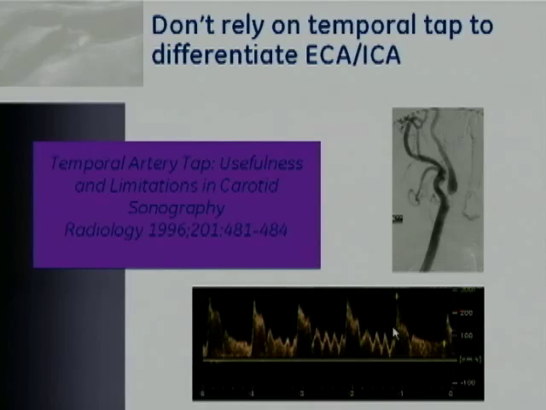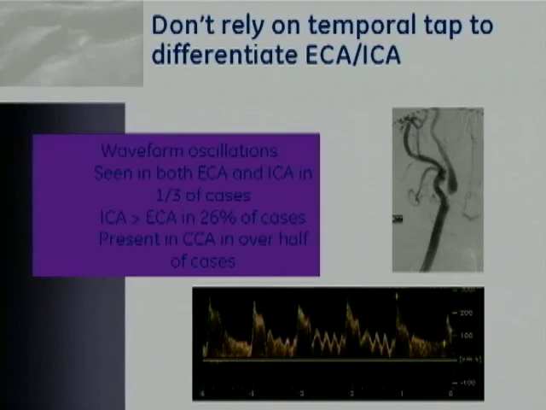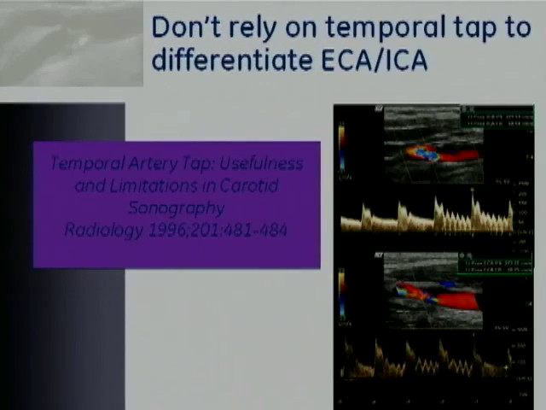There was a study that was published in Radiology way back in 1996, and what they found is that the oscillations could actually be seen in the external and the internal carotid arteries in up to 1/3 of cases. And in fact, in about 1/3 of those, the oscillations were greater in the ICA versus the ECA and present in the common carotid artery in over half of cases. So this is an unreliable way to differentiate between the internal and external.